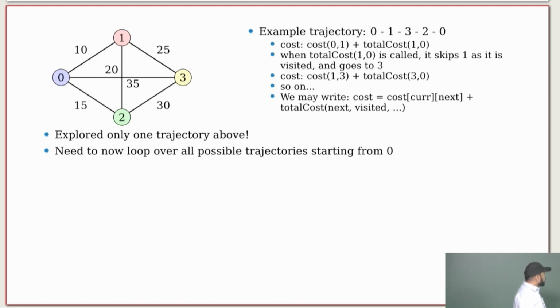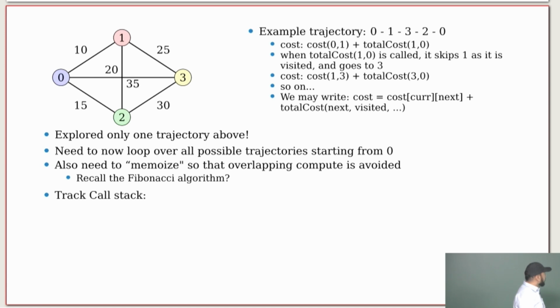So we need to loop over all possible trajectories, starting from 0, obviously. Another thing to remember is to memoize in this case. Basically it means that if there are sequences of trajectories which were explored before, then those costs should be saved. You should not repeat those costs again. This is a feature of DP, if you have seen the algorithm before.